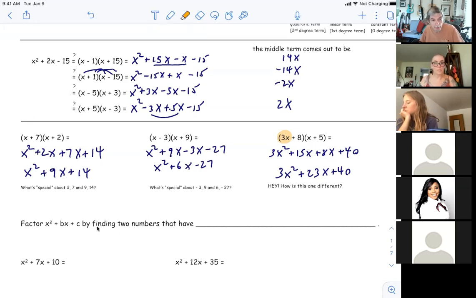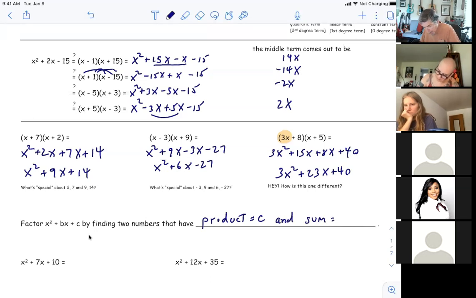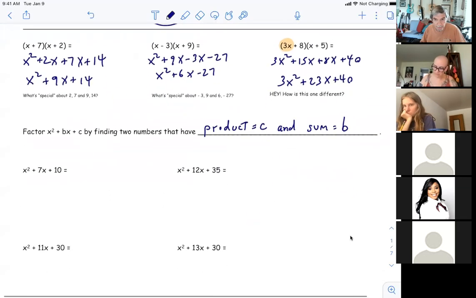So what we're going to write here is finding two numbers that have a product, oops, not with the highlighter, silly person, product equal to c, which is the math talk way of saying find two numbers that when you multiply them, make the constant, have product c and sum equal to b. We want those same two numbers to add up to the coefficient in the middle. And now we will practice using that.